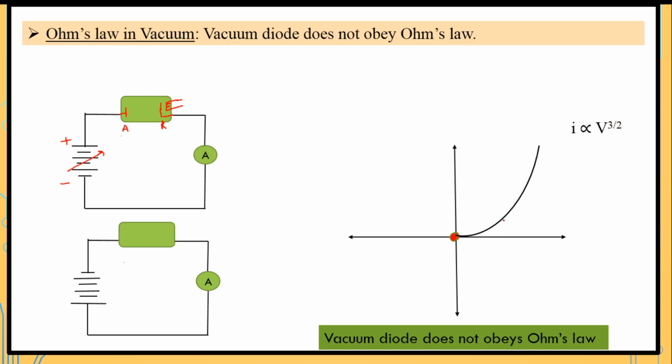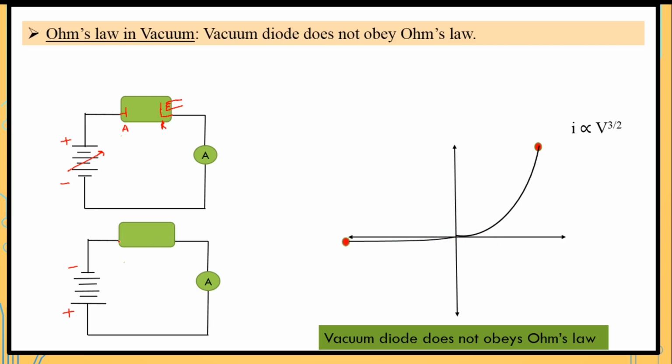Due to the non-linear curve, we will get different values of slope. So there are different resistances. So resistance is not constant. So we can say that in forward bias Ohm's law is not obeyed. Similarly, if we change the polarity of the battery, in forward bias we will get this type of graph. In reverse bias we will get a very small amount of current in this way.